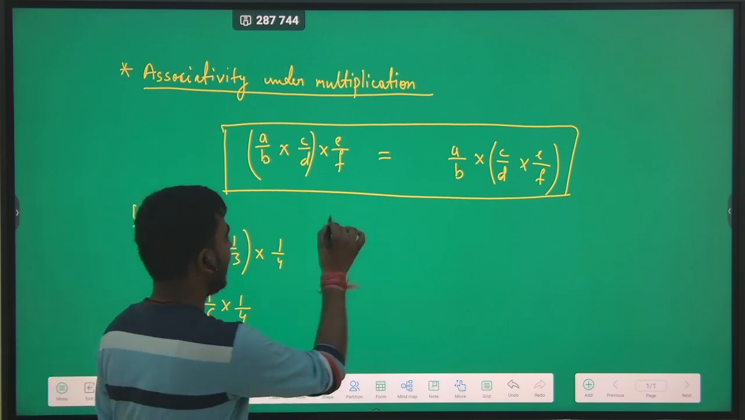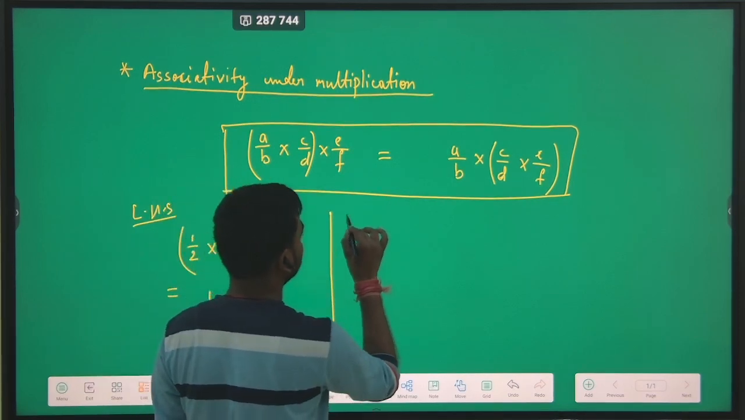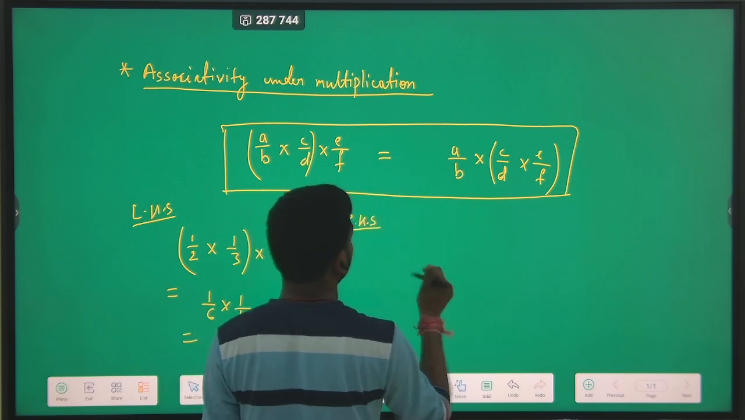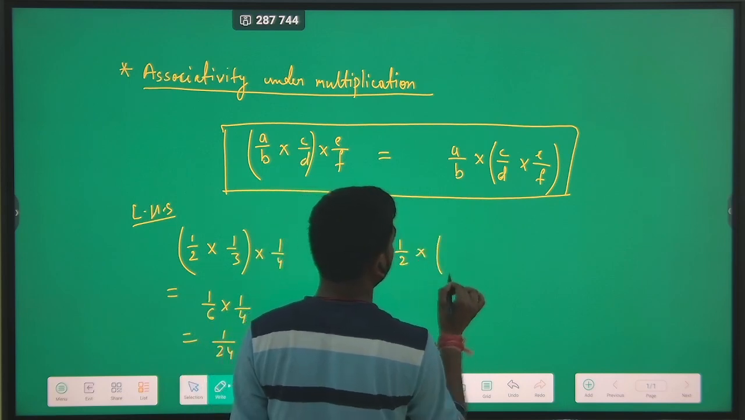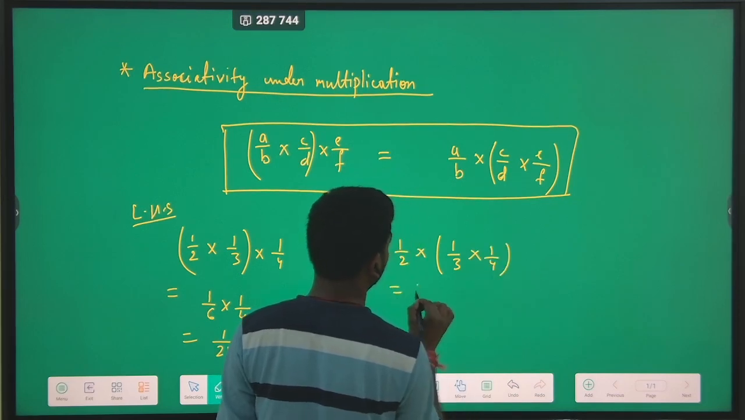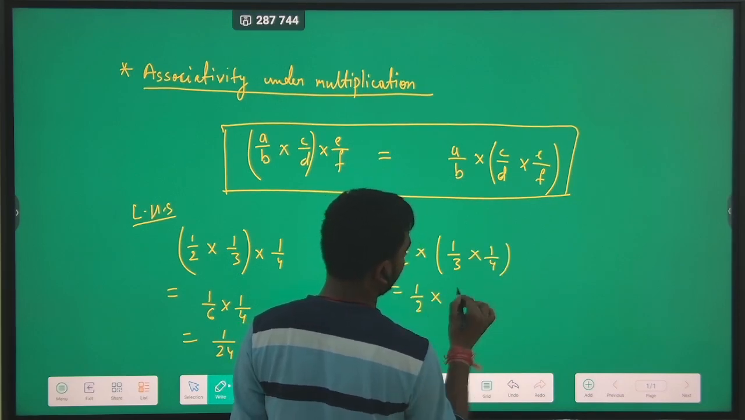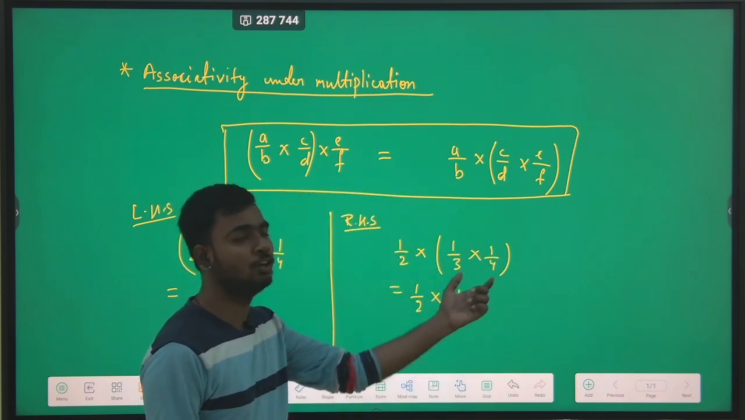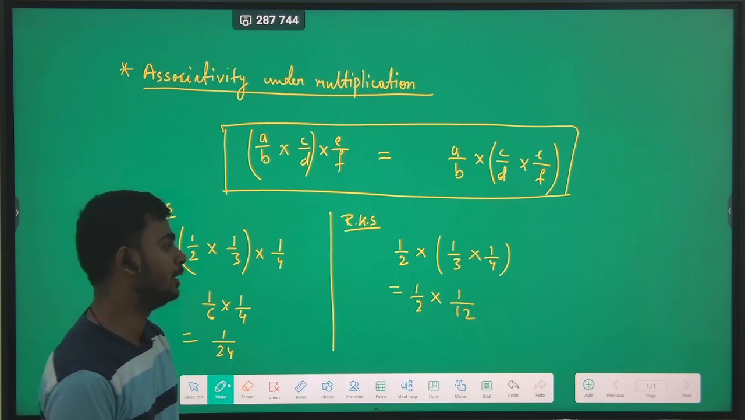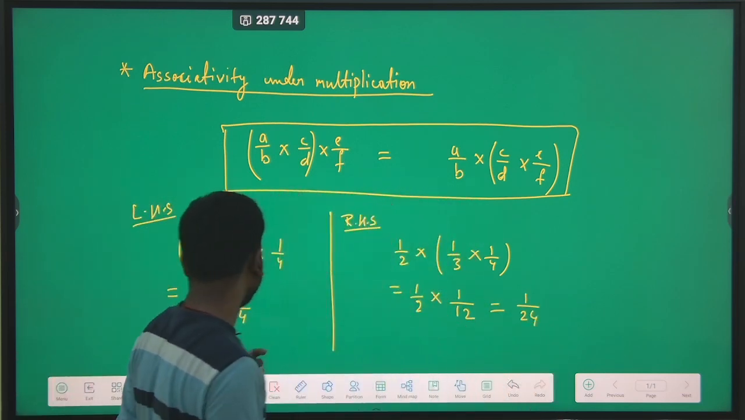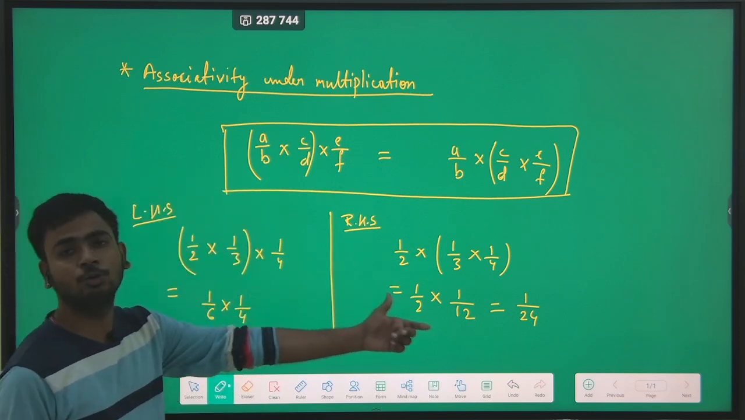On the RHS part, what will we get? We will get 1 by 2 multiplied with, under parenthesis, 1 by 3 and 1 by 4. That is 1 by 2 multiplied with 1 upon 12. The numerator will be multiplied with the numerator and the denominator with the denominator. So we will get 1 upon 24. So we are getting that LHS is equal to RHS.